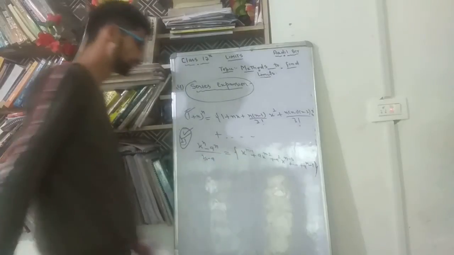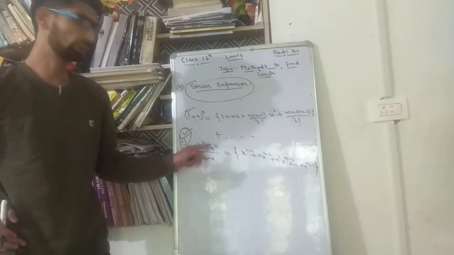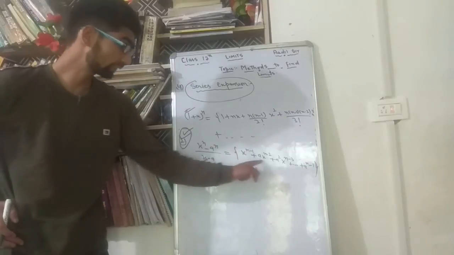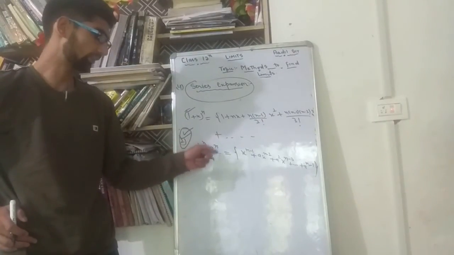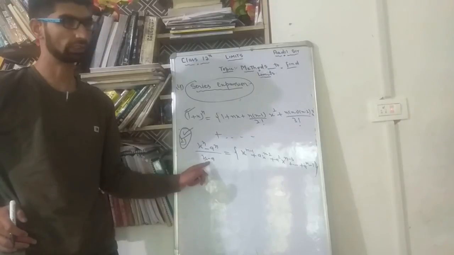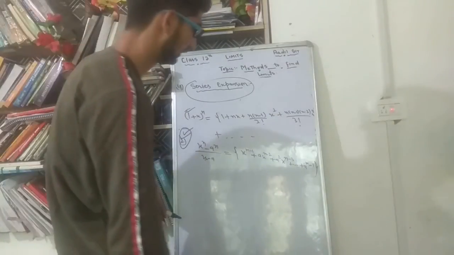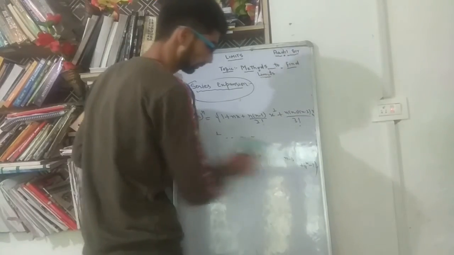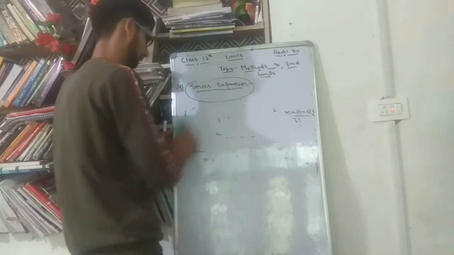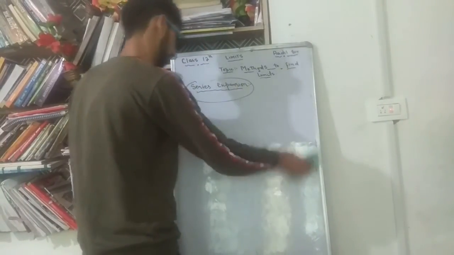How can you get this? You have x raised to n minus a raised to n, divided by x minus a. You can get this expansion if you divide x raised to n minus a raised to n by x minus a, which is possible by long division. You must have done it in 11th or 10th. These are the expansions of two functions.